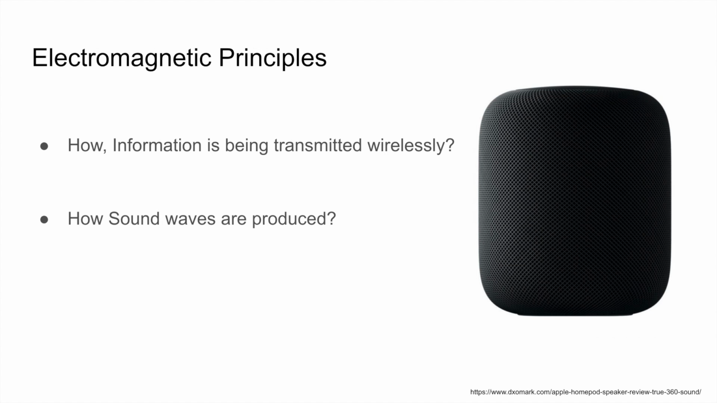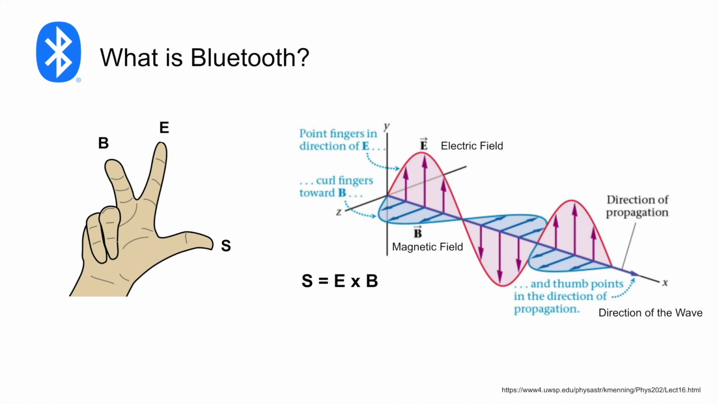In this video, I'll be discussing the electromagnetic theories that govern this wireless Bluetooth speaker. Your phone uses Bluetooth to send roughly 1 million ones and zeros every second when you listen to music on your wireless speaker. What is Bluetooth?